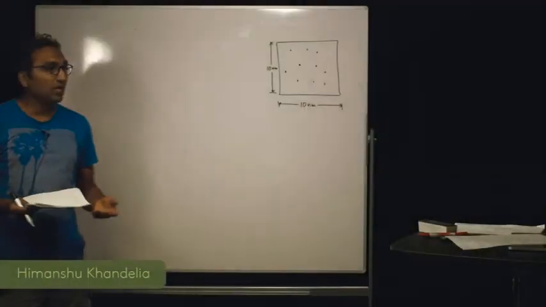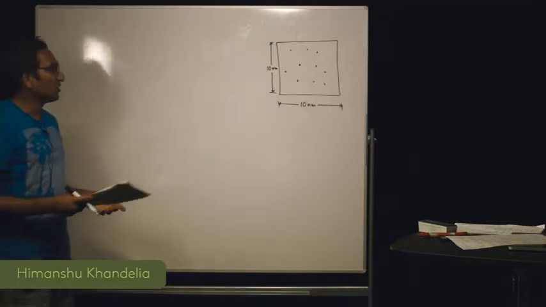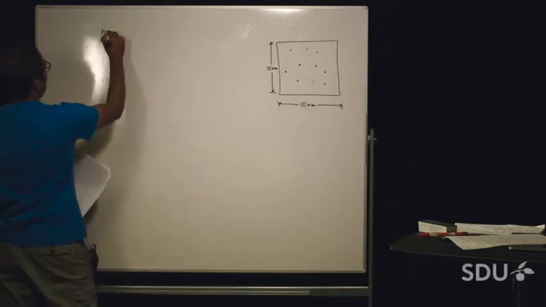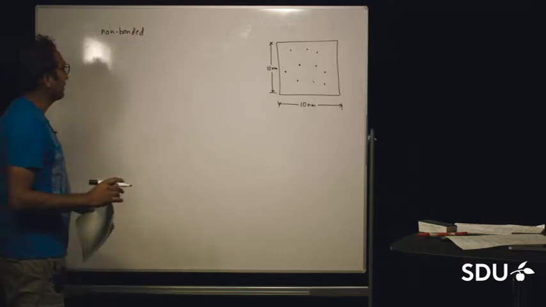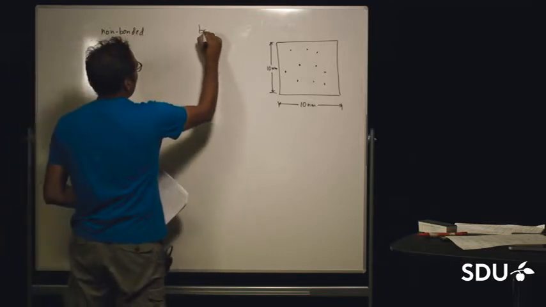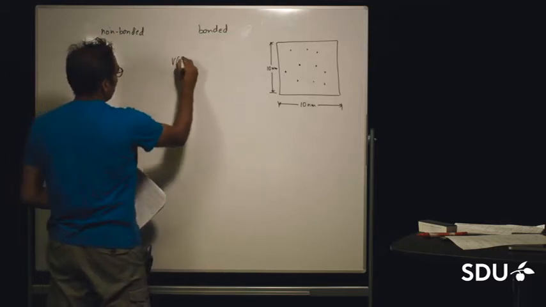There are two types of interactions that we have to calculate in MD simulations. One is the non-bonded part, which involves van der Waals forces and electrostatic forces, and the other is the bonded part.